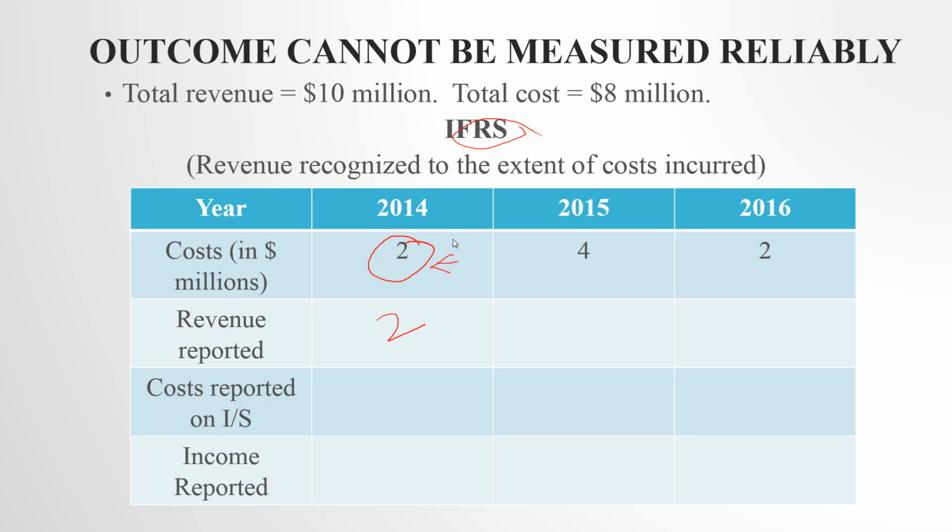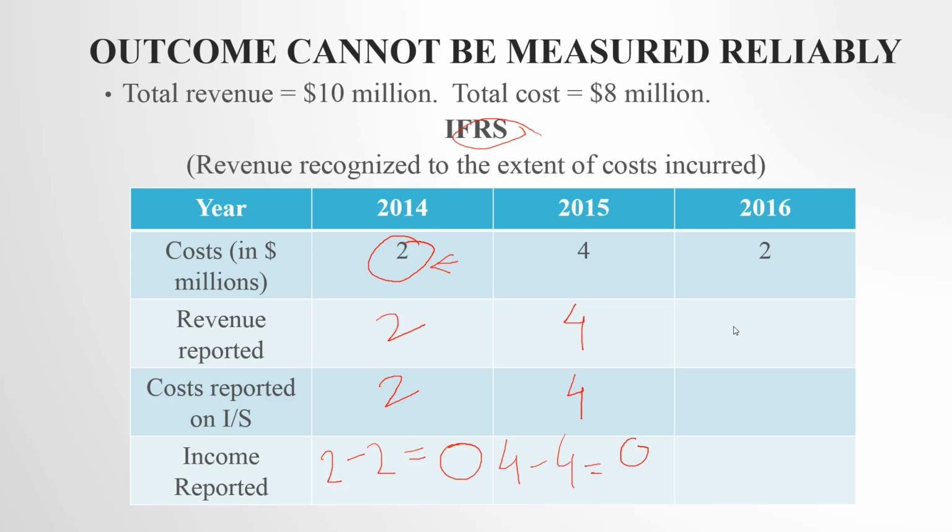The amount of cost reported in the income statement will be equal to the amount of cost actually incurred, which is $2 million here. And so the income would be revenue, which is 2 million, minus the cost reported in the income statement, which is 2 million, and therefore the income would be 0. For 2015, the amount of revenue again will be the same as costs incurred, which is $4 million. The amount of cost reported would be the same as the actual amount of cost, which is also 4 million, and therefore the income will also be 0.